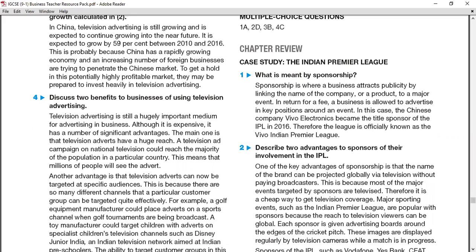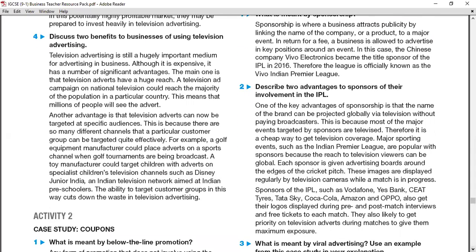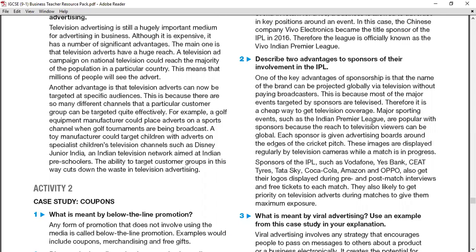Describe two advantages of sponsorship. Second question. So one of the key advantages is that the name of the brand can be projected globally via television without paying broadcasters. This is because most of the major events targeted by sponsors are televised. Therefore, it is a cheap way of getting television coverage. Major sporting events such as the Indian Premier League are popular with sponsors because the television viewers can be global. Images can be displayed by regular television cameras. From every camera angle you can see the brand visible, right?